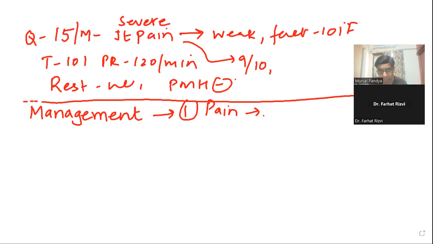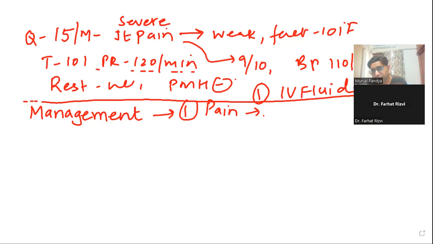Sir, I just want to know, the pulse is 120 per minute. What about the blood pressure? Blood pressure is 110 over 70. So we'll give IV fluids, first a bolus. First is not the pain; the first thing is the IV fluid you want to start. Yes, sir. Okay, IV fluid.